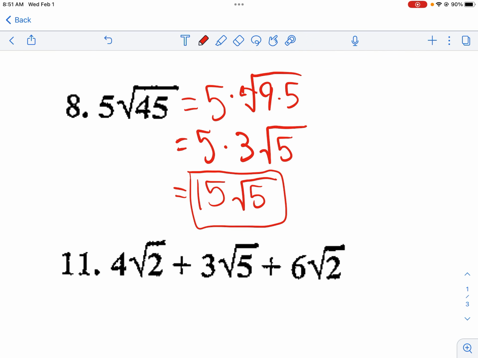So let's take a look at our first one, number 8. Number 8 I've already started working on here. I got 5 times the square root of 45. I'm thinking, what are my perfect square factors of 45? 5 times 9 times 5. 9 and 5 are my factors of 45. I want a nice big perfect square factor of 45. That would be 9. When I take the square root of 9, I get 3. So I have 5 times 3 times the square root of 5. That's 15 times the square root of 5 would be my correct answer.